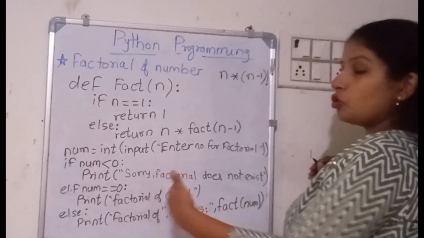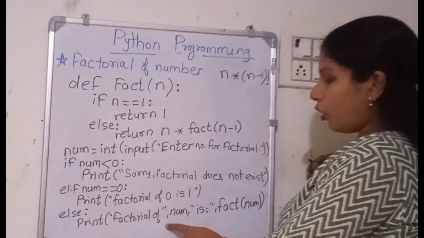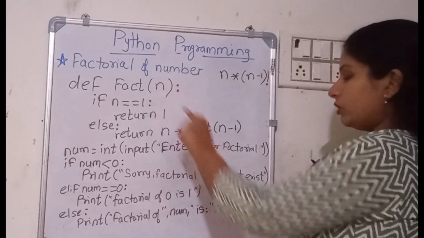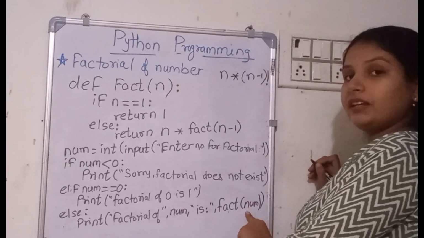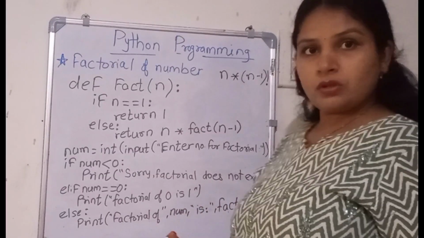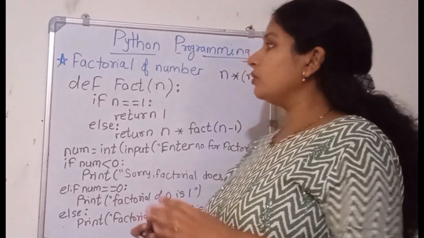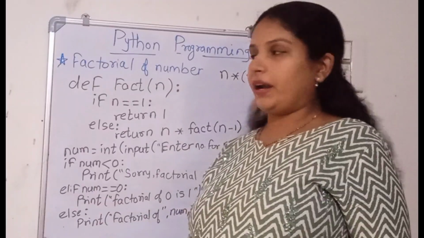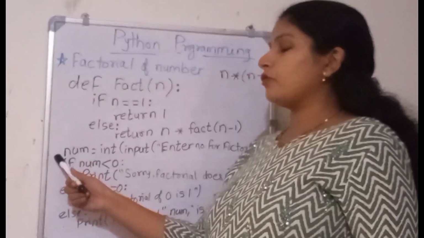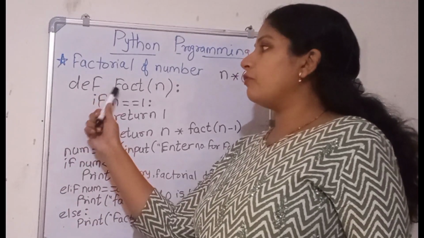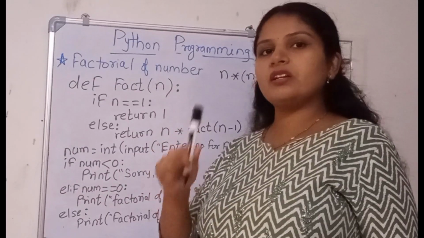Just like that, your output will be factorial of num. Your value is, you are calling the fact function and then you are passing the num. Now how does the control flow, how will the execution be done? While executing the program, the pointer will start from here. This is your main program. We will go to the function only when it is called.